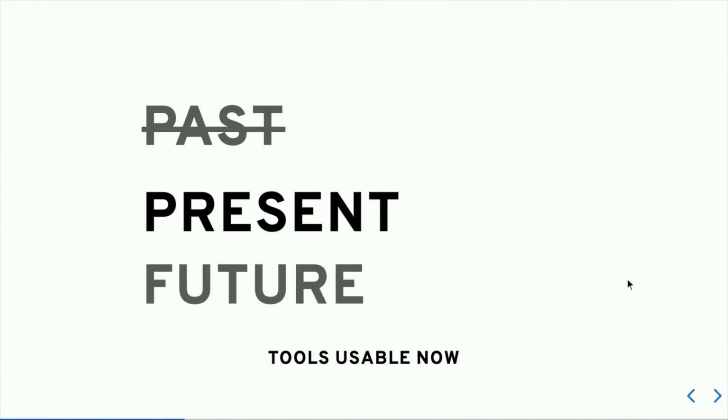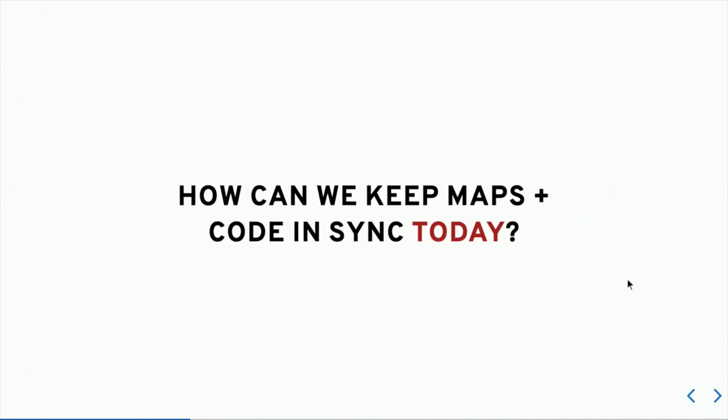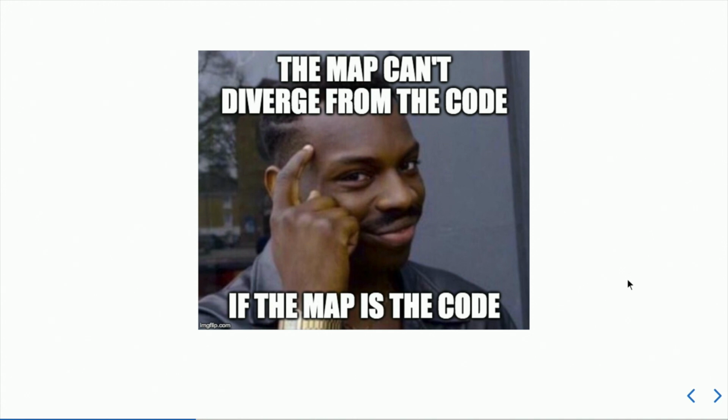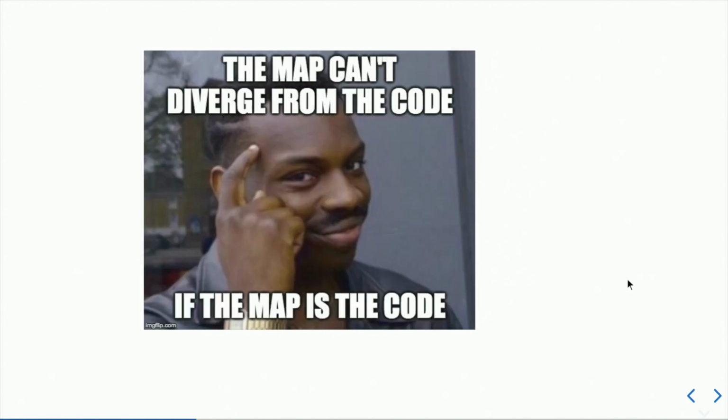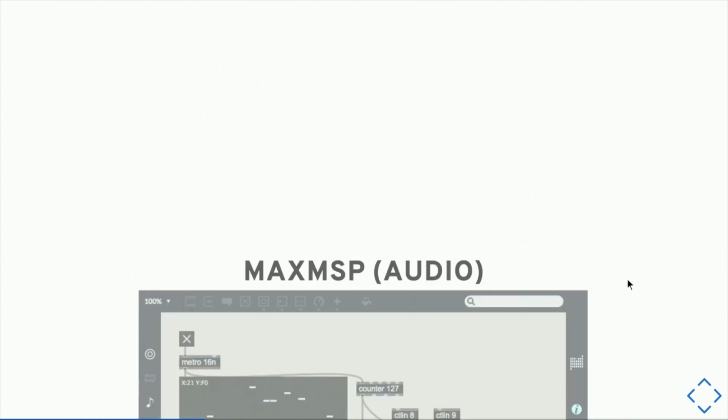So now we're going to jump forward in time 24 years and examine some tools that we can use right now in the JavaScript ecosystem. So one way to think about this might be to use a language that looks exactly like our visual plan, because two things can't diverge if they're exactly the same thing. This is an approach that's used in signal processing and many visual programming languages. We'll take a look at the second category because they're more fun.